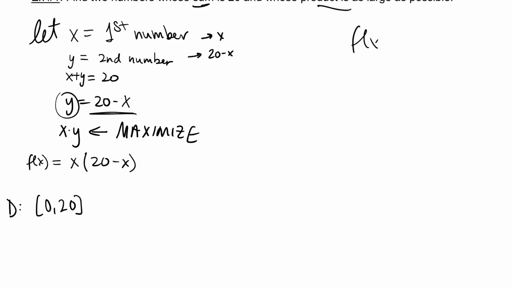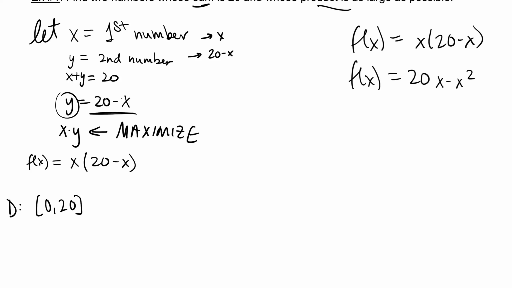So are we making f of x? I want to maximize f of x, so I'm going to take the derivative of f of x. The derivative is going to be 20 minus 2x. What would have happened if you did the formula? It's the same answer, you get the exact same answer. Product rule: it's 1 times 20 minus x plus negative 1 times x.